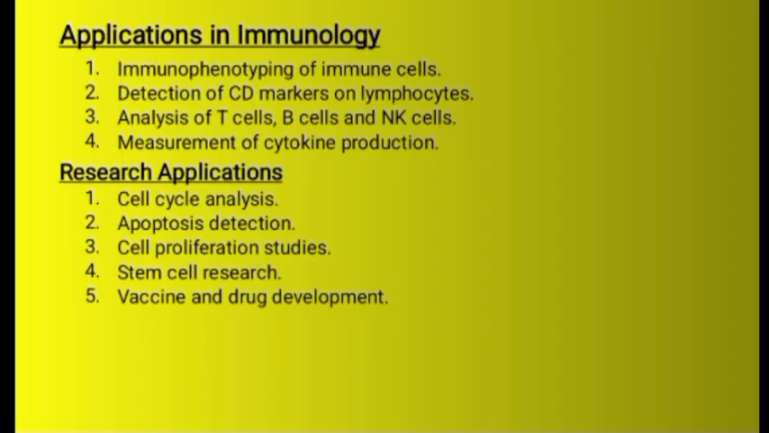We can also use it in detecting the cluster of differentiation markers on lymphocytes. This can be either B cell or T cell. There are a lot of cluster of differentiation markers. We have cluster of differentiation 4, 13, 19, 20. There are a lot. We can analyze T cell, B cell, and natural killer cell. This is exactly the same with immunophenotyping.